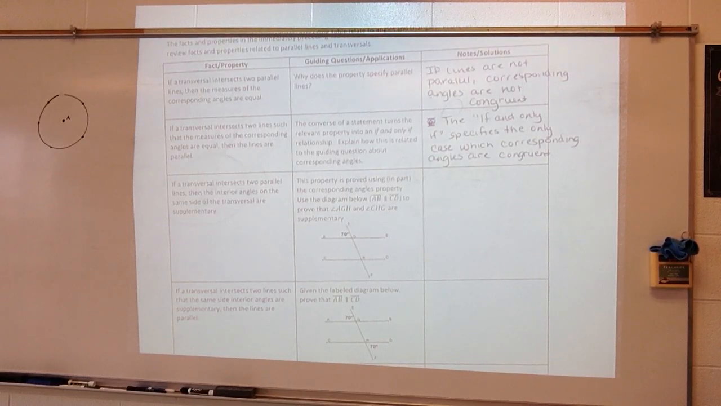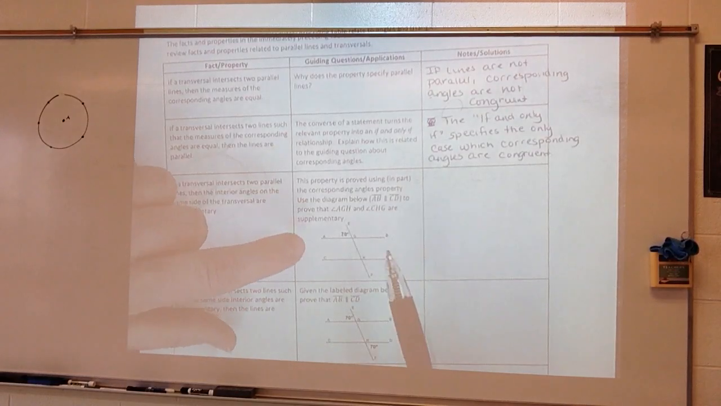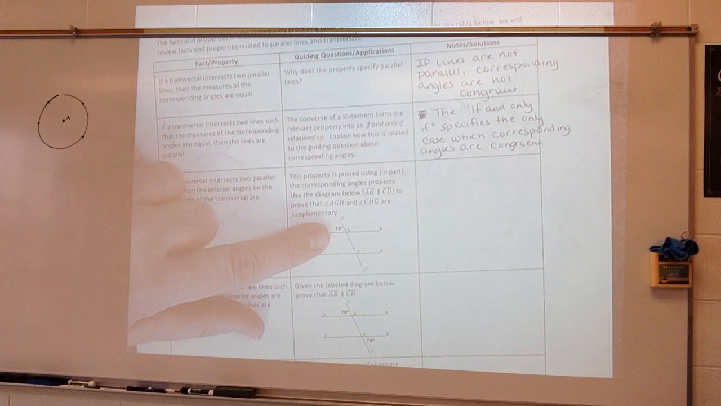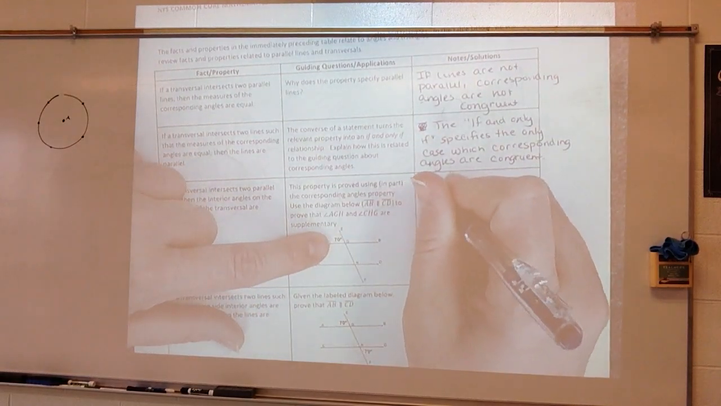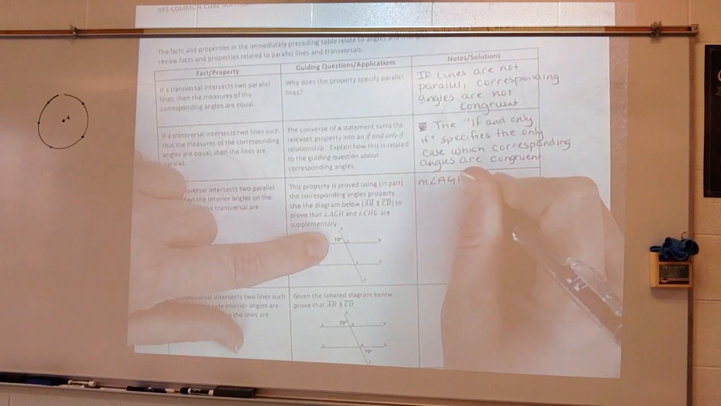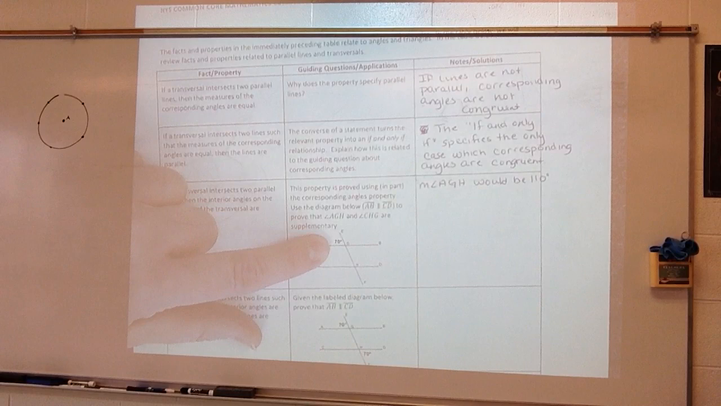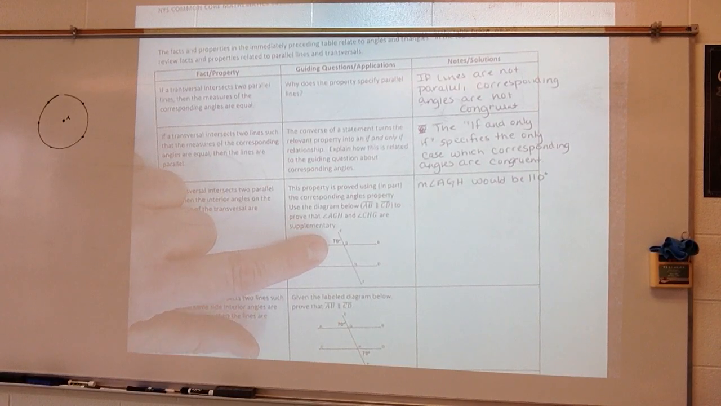Use the diagram below, knowing that AB is parallel to CD, to prove that angle AGH and angle CHG are supplementary. Well, what do I know about angle AGH? Well, they are supplementary, which means that the measure of angle AGH would be 110 degrees because they form a linear pair.